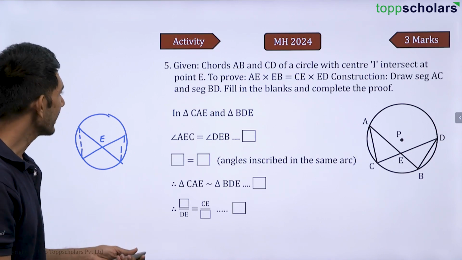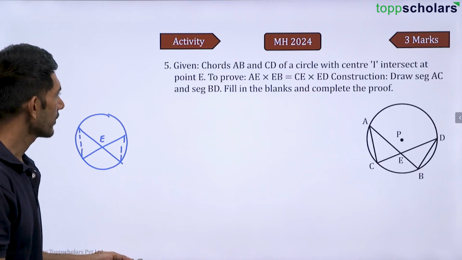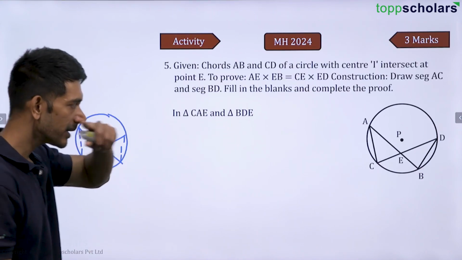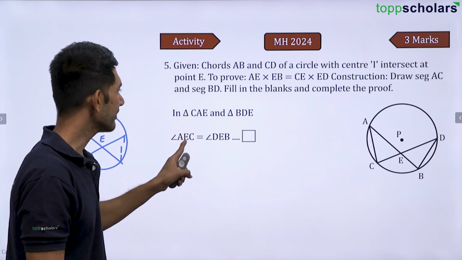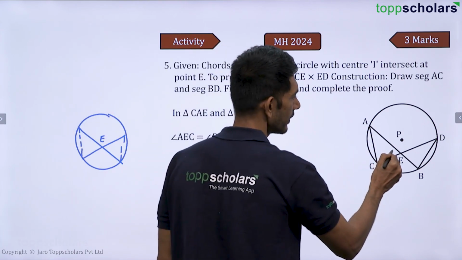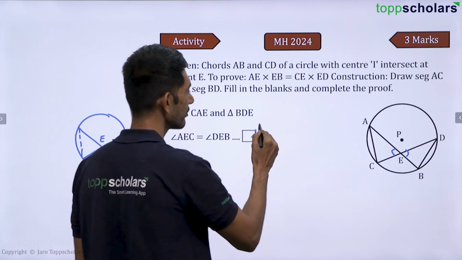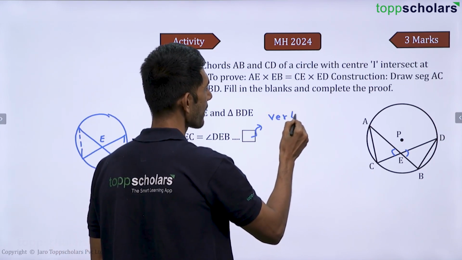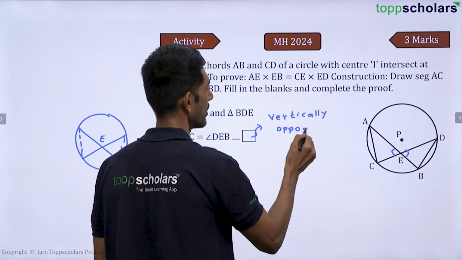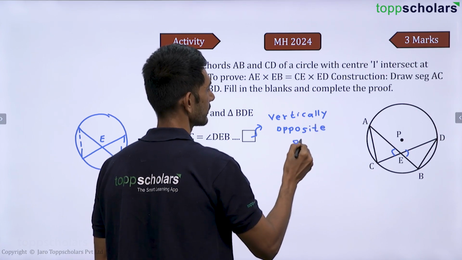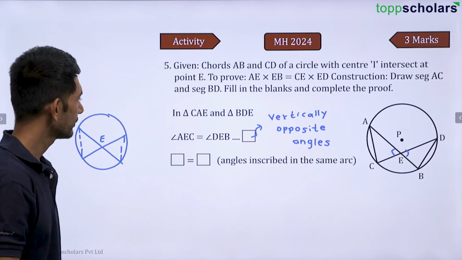So let us see this now and let us try to fill in the boxes here. As we know, the construction is already done, we joined these two. We'll try to prove the two triangles similar now. Angle AEC is equal to angle DEB. We're supposed to write down the reason. What was the reason for that? Vertically opposite angles, right? This is vertically opposite angles.